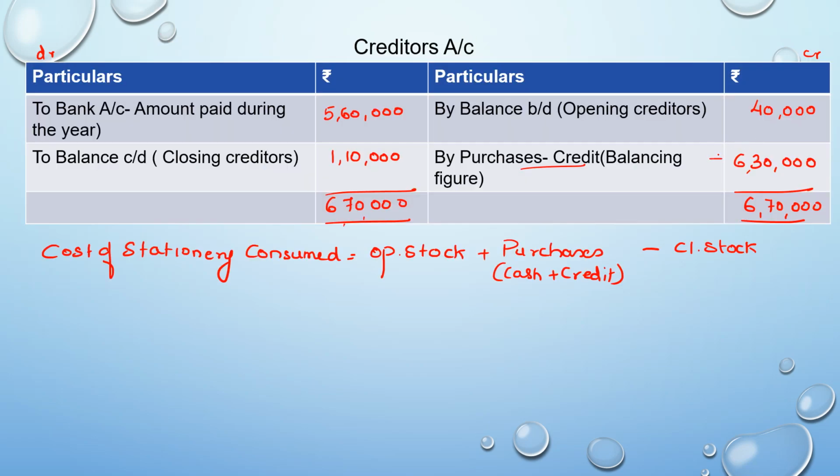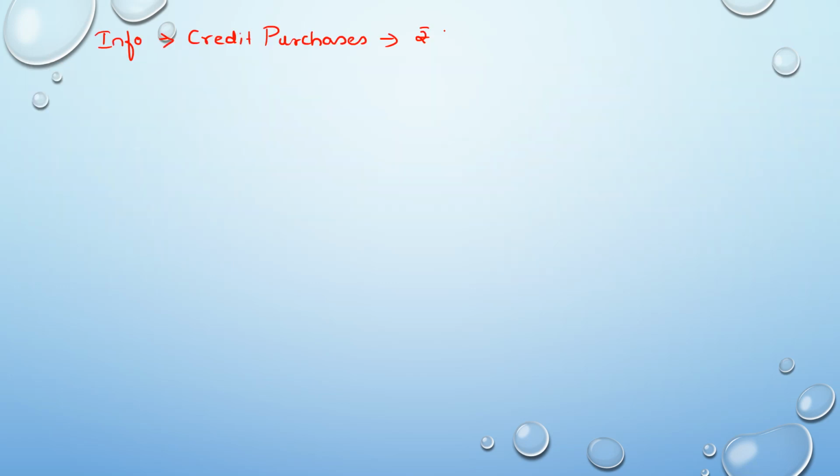Now the information that we have got is that credit purchases, which we found out as a balancing figure from our creditors account, came to rupees 6,30,000. We note that down. Then they have given that cash purchases is 20% of total purchases. Using this, we will ascertain the cash purchases.